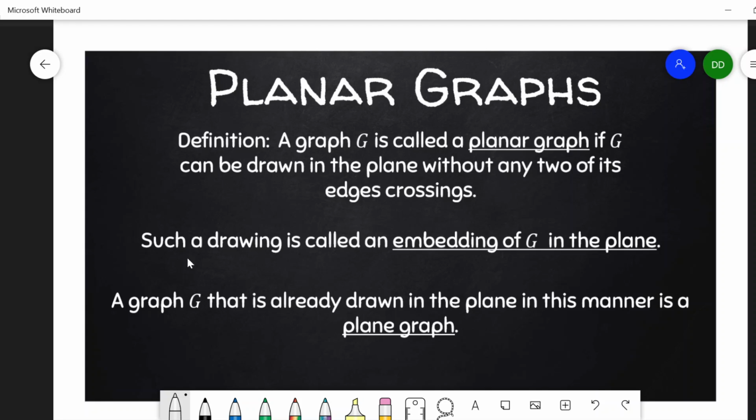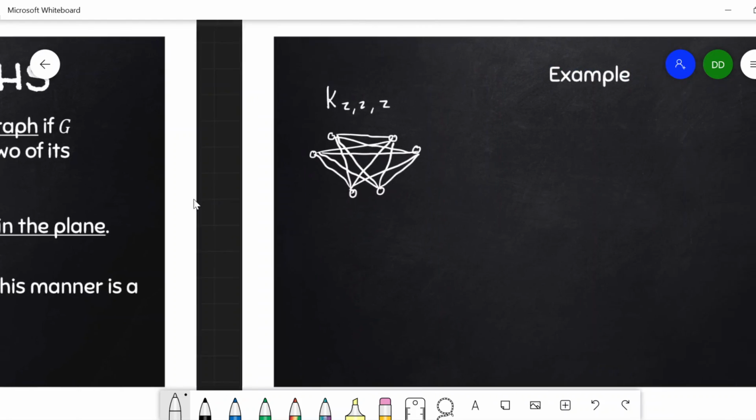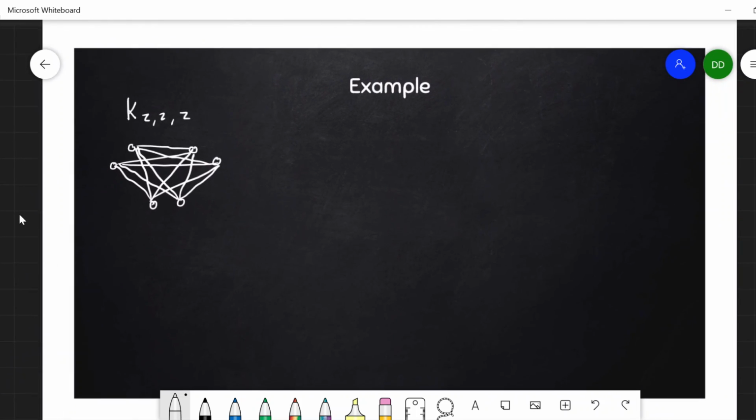Such a drawing, when you've actually drawn a graph in the plane with no two edges crossing, is called an embedding of G in the plane, or a planar embedding of G. And a graph G that is already drawn in the plane with no two edges crossing, that is, we call a plane graph. So here's just to illustrate these definitions.